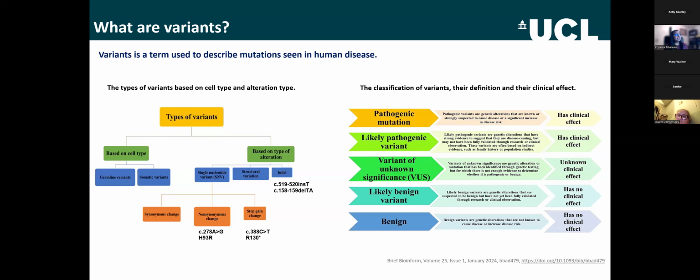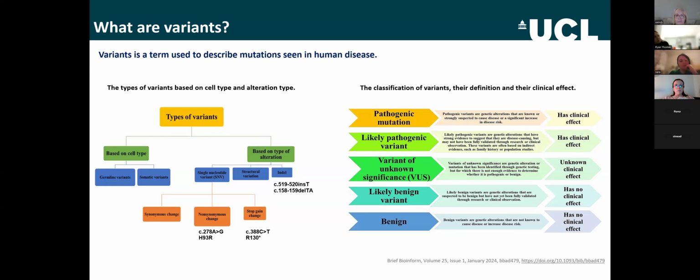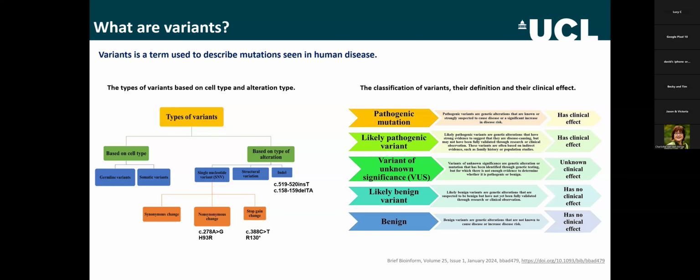significance. And then you have variants which are likely benign or benign. These are variants where the genetic alteration is less likely or not likely to cause a particular disease. So they are just known as benign or likely benign. Okay, so this is just an overview of what genes are and what the different types of variants are.